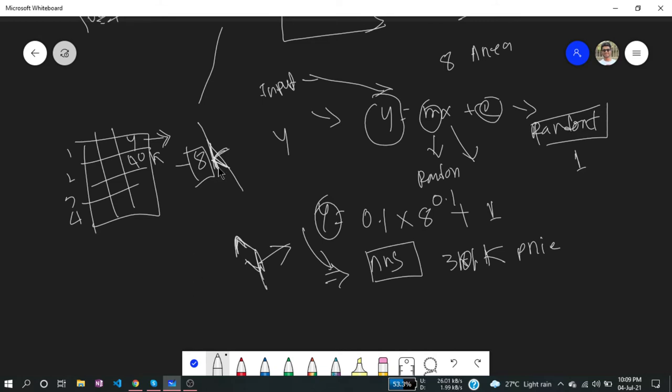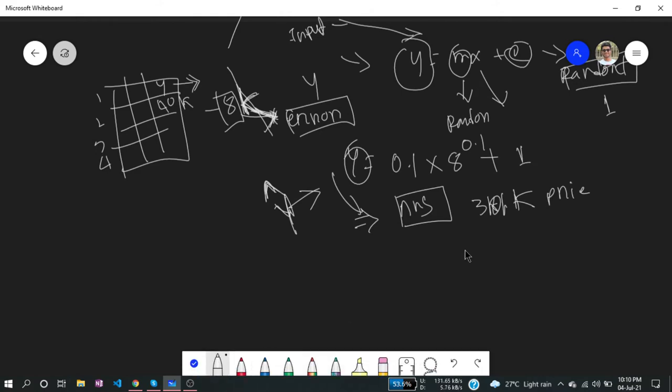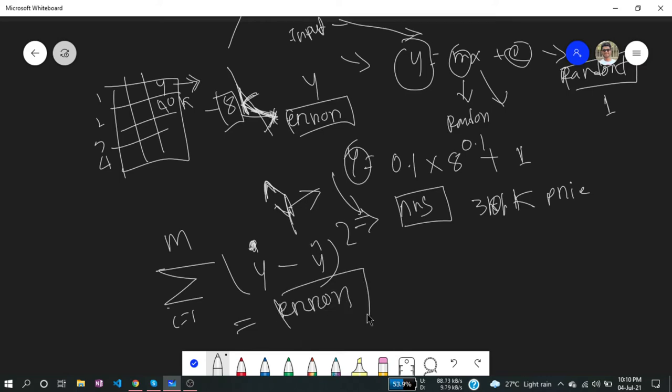Now we have to reduce this much of error. We are supposed to decrease this error. You have seen here I have applied the cost function. This is my actual point and this is my predicted point, and we have summed it up, the sum for i equal to 1 to m. So this is the error I'm getting.